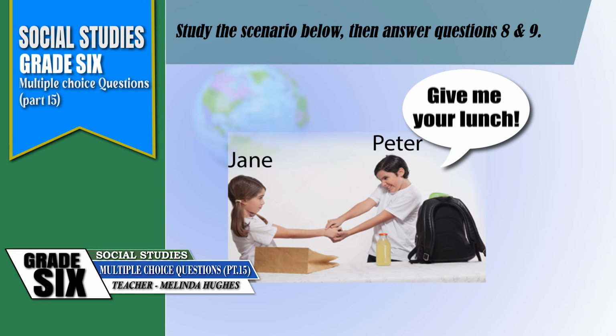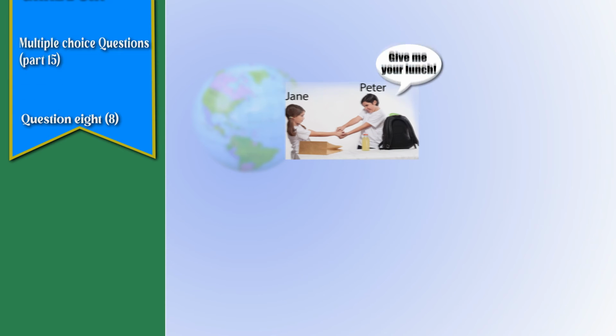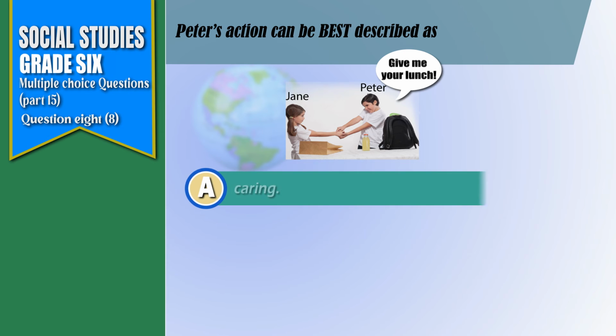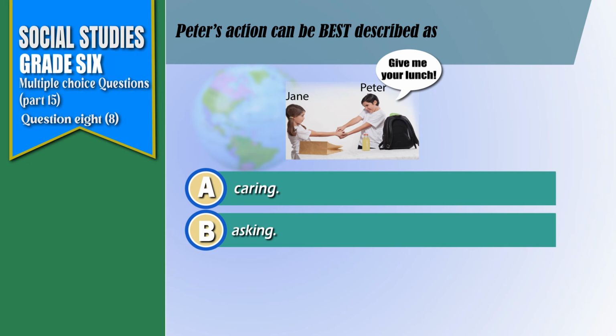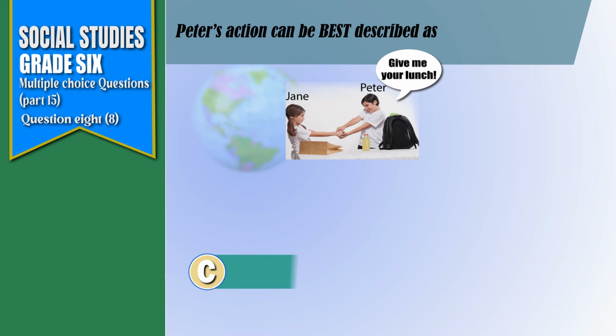Study the scenario, then answer questions 8 and 9. This is something that I'm sure you are familiar with, boys and girls, because sometimes there is that child, maybe a boy, maybe a girl, who behaves the way Peter does, as is demonstrated in the scenario. So there is Peter holding on to Jane's lunch and he is shouting, "Give me your lunch." Peter's action can be best described as A. Caring, B. Asking, C. Bullying, or D. Begging. The answer to question 8 is bullying, C.